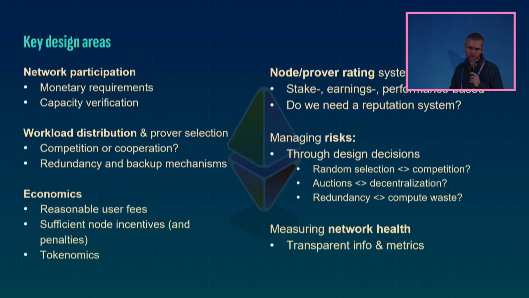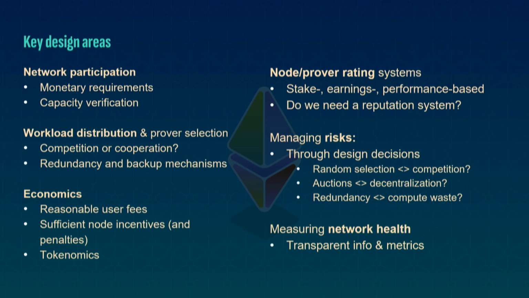The key design areas of my research are basically listed here, and these are the ones I'm going to go through in my case study. But just quickly: network participation, what monetary requirements, what capacity verification, what entry and exit criteria are there; workload distribution and prover selection. So do we want a competitive environment, or more a cooperative one, where parallel proving and multiple parties being rewarded for their work is incorporated?